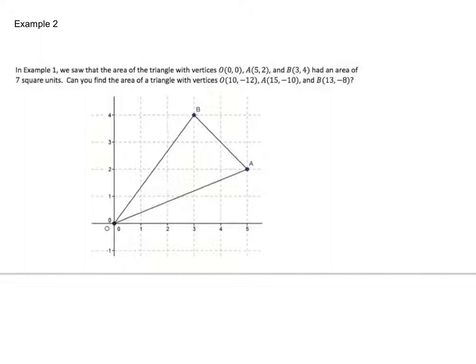All right, before we get to that, I just want to show you one thing. Question is, in example 1, we saw that the area of the triangle with vertices of 0, 0, so O, A, and B, it was our first example where our triangle was at the origin and it had an area of 7 square units. Can you find the area of a triangle with these vertices?